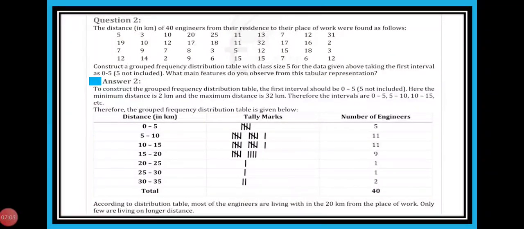You can write easily. According to the distribution table, most of the engineers are living within 20 km from the place of work. Only a few are living at a longer distance. This is what we can make out from the frequency distribution table: most of the engineers' residence and workplace distance is up to 20 kilometers, and some engineers are staying beyond 20 kilometers.